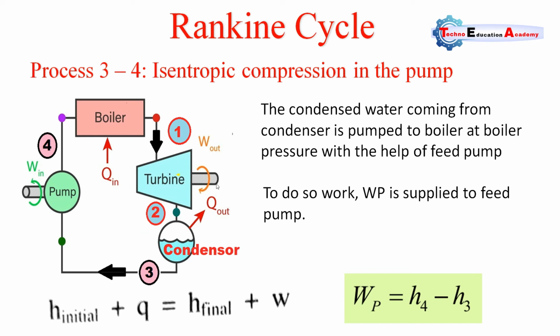Remember, friends, the turbine is an output device and the pump is an input device. The turbine will produce the power, and the pump will consume power to run this device. So here we require energy, or work done, to run this device. So work done in the pump equals H4 minus H3 in terms of the enthalpy equation.